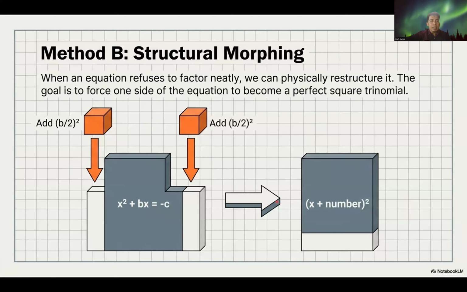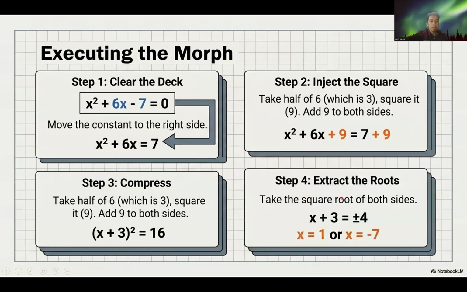Okay. The second method is completing the square. From x squared plus bx equals c, we use x plus any number, squared.